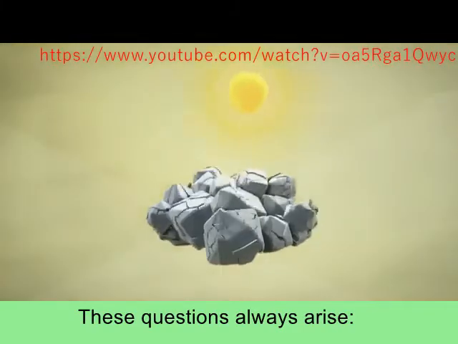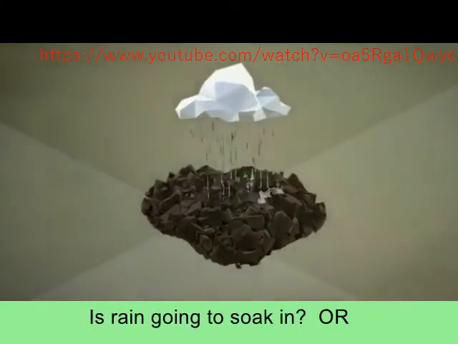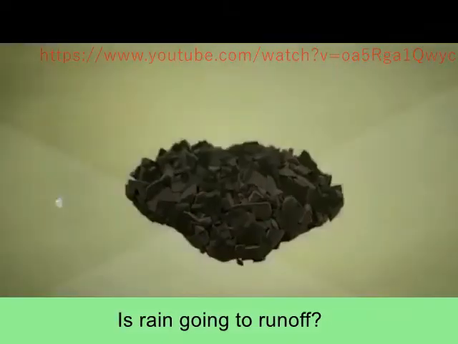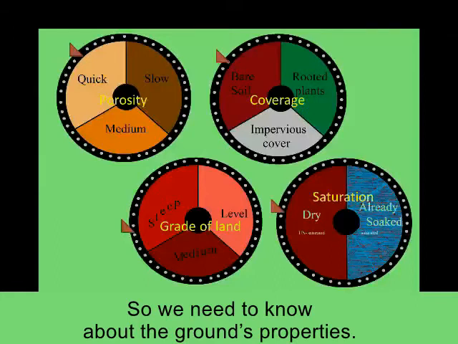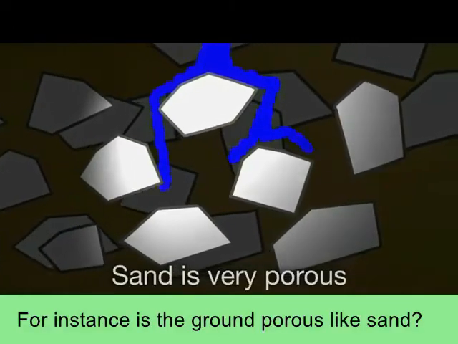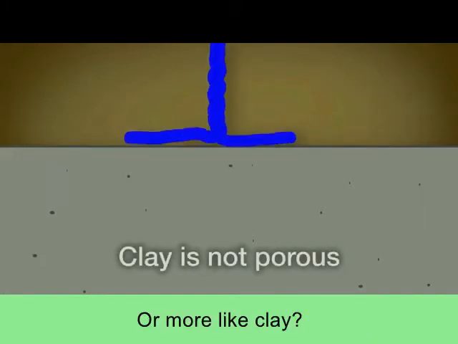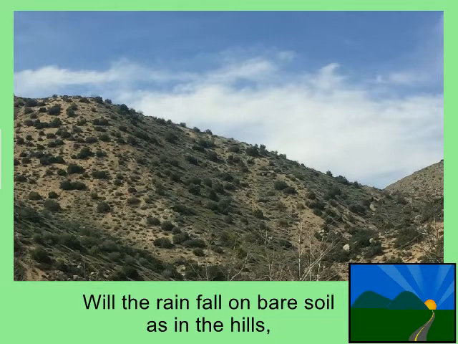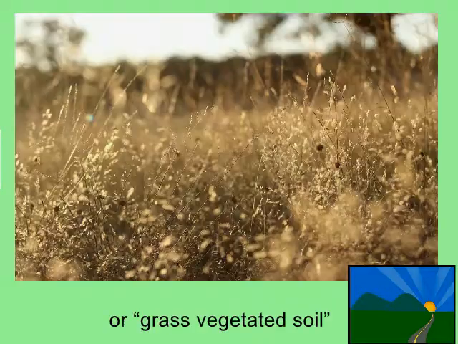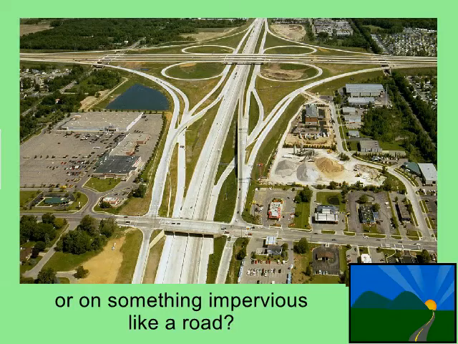These questions always arise. Is rain going to soak in, or is rain going to run off? So we need to know about the ground's properties. For instance, is the ground porous like sand, or is it more like clay? Will the rain fall on level ground or steep ground? Will the rain fall on bare soil, as in the hills, or grass vegetated soil, or on something impervious like a road?